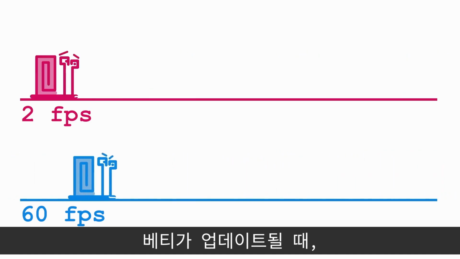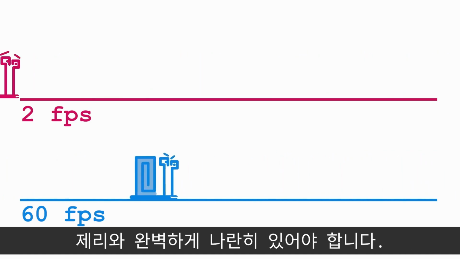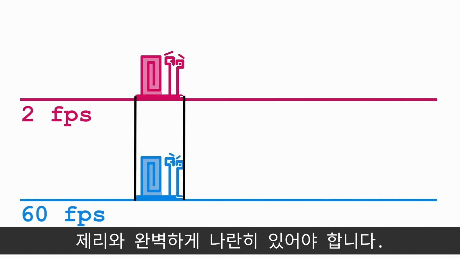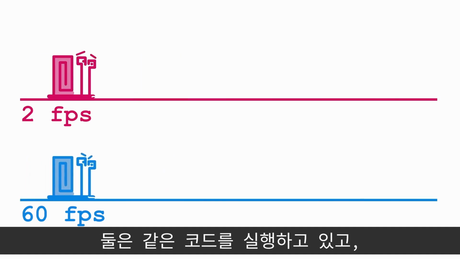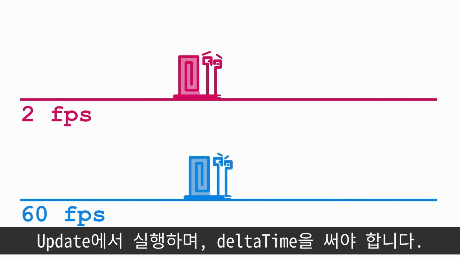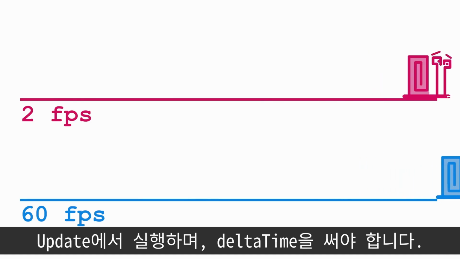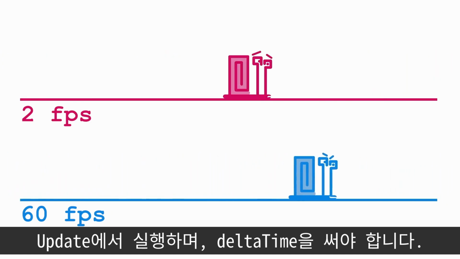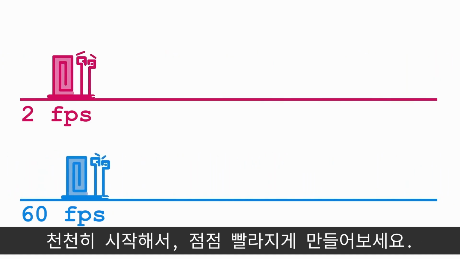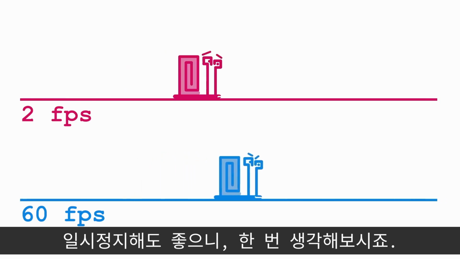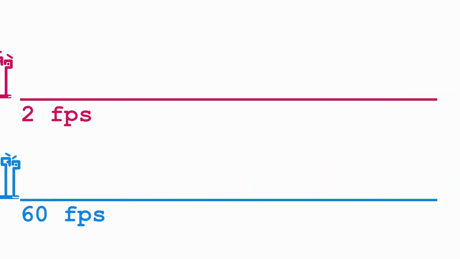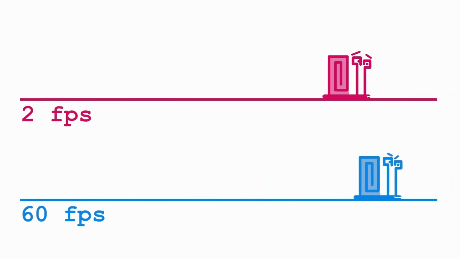The only thing that matters is that every time Betty updates her position, she needs to be exactly next to Jerry. Just as before, we're using the same script for both snails, so you cannot write separate scripts for both of them. You have to write your code in update and you have to use DeltaTime. So I want them to start slow and get faster and faster. Pause the video now and try to come up with a solution. You have 3, 2, 1.